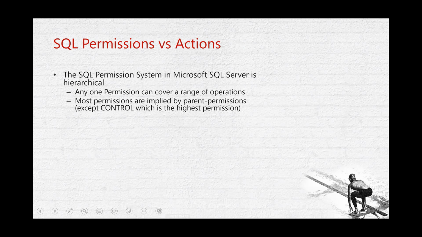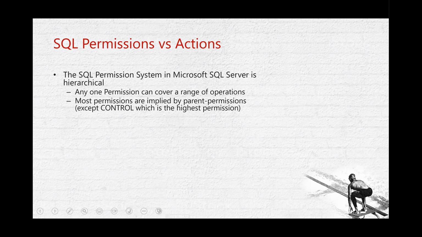Let's start with a SQL permission. SQL permissions, you may know, are a hierarchical system, meaning one permission can cover a range of operations. So, for example, you could say, I grant ALTER on a table. That means you can add new columns, but you can also drop columns. You can maybe even change some definitions.